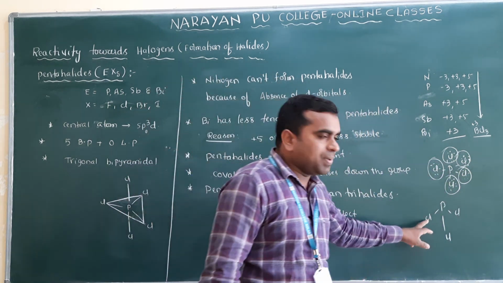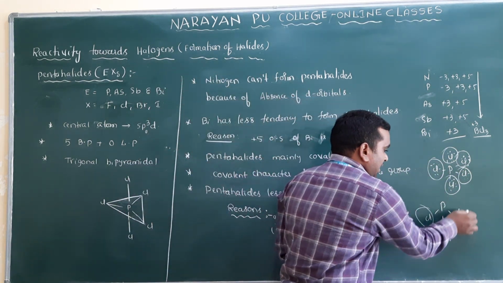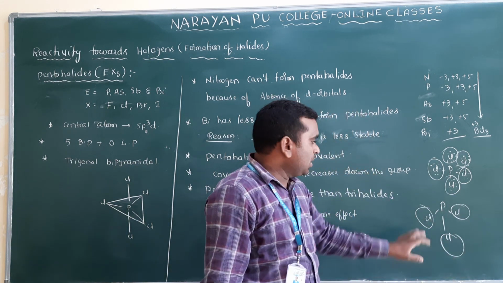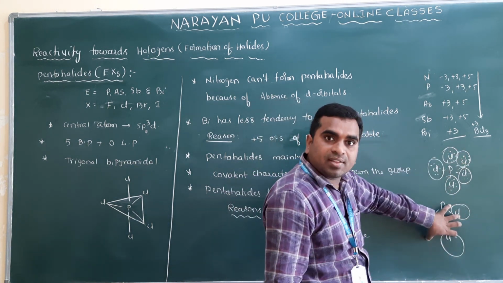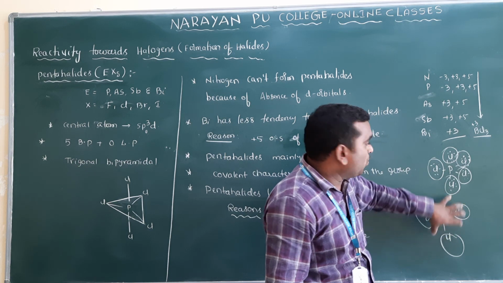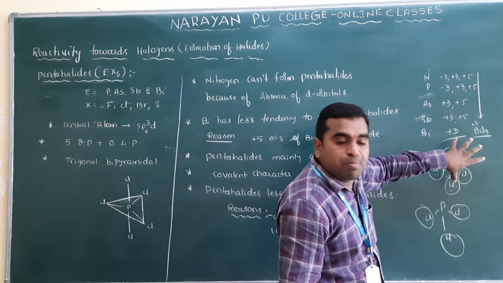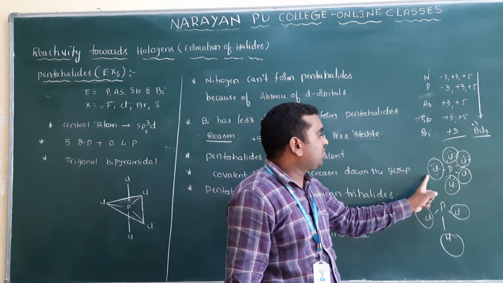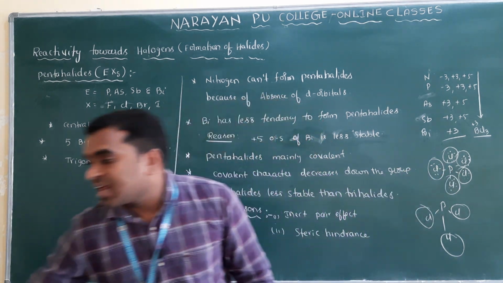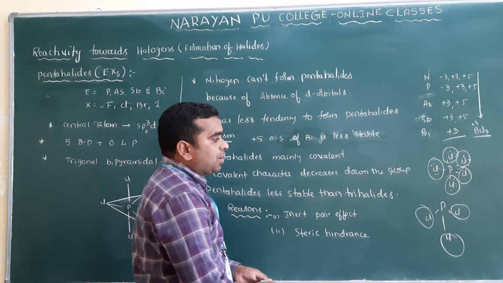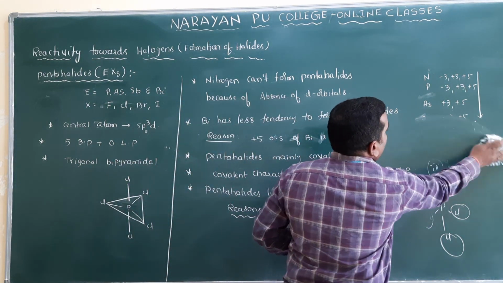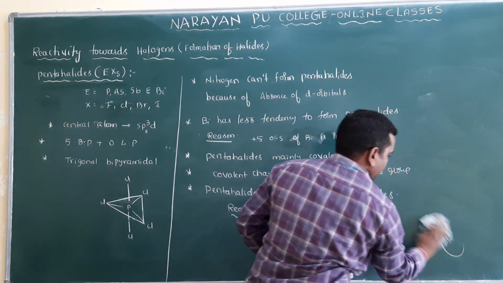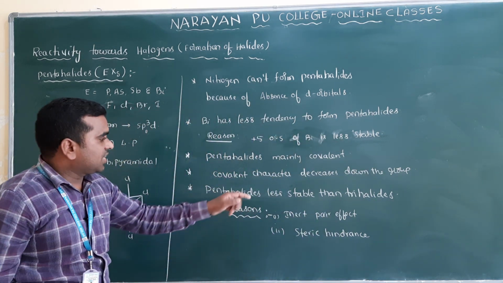But in PCl3, they are away from each other, only 3 atoms are there, here 5 and here 3. So where is the steric hindrance more? Here. So repulsions will be more here and less there. That is one reason pentahalides are less stable than trihalides. These two are the main reasons.